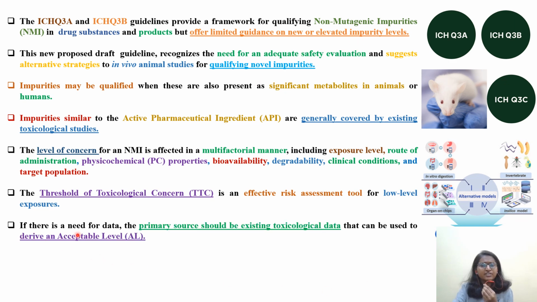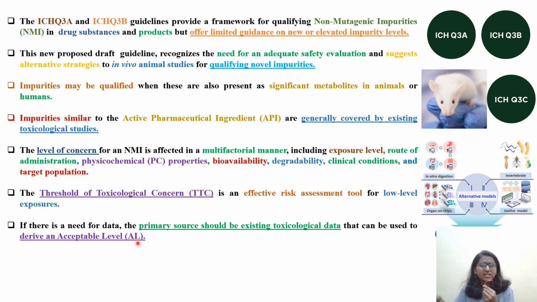This guideline suggests that if there is a need for data, the primary source should be existing toxicology data that can be used to derive an acceptable limit. So here is a new terminology: in ICH Q3C as well as Q3D, we already have PDE, which is the health based exposure limit, whereas in the case of ICH M7 we are calculating acceptable intake based on the TD50 approach, using TD50 values given in the CPDB. Here in this guideline, instead of PDE or AI, they have introduced a new term called acceptable level, which is similar to that of PDE, but additional two more factors will be there: AF6 as well as AF7, assessment factor 6 and assessment factor 7.